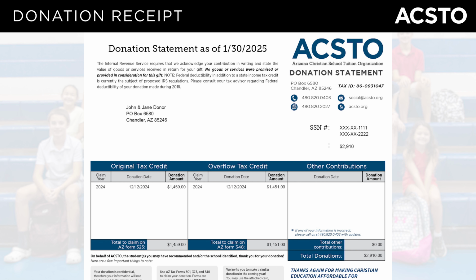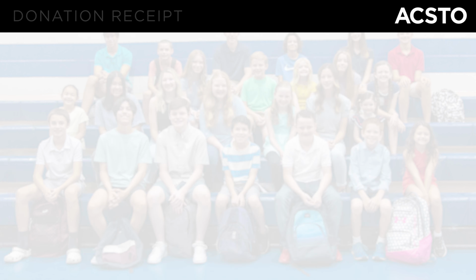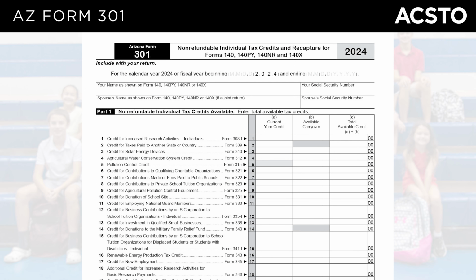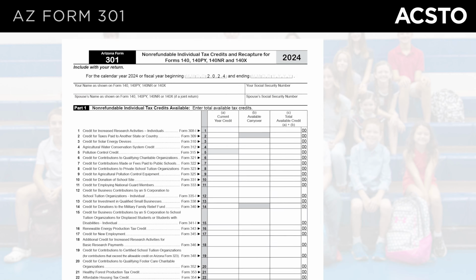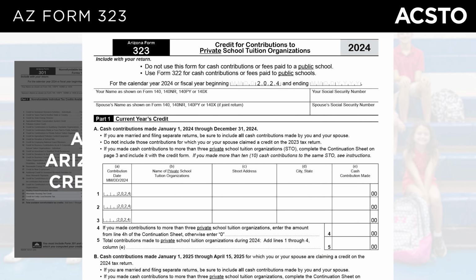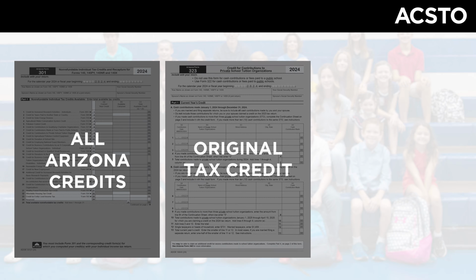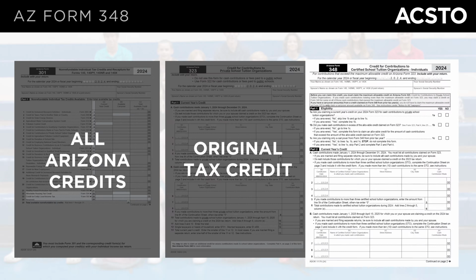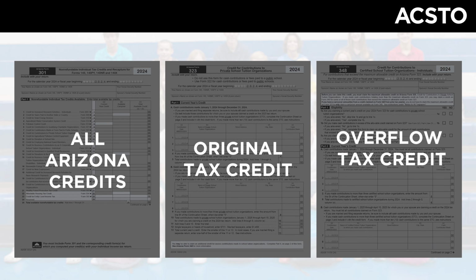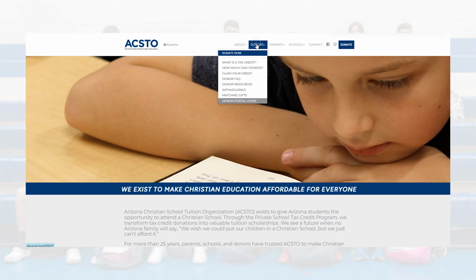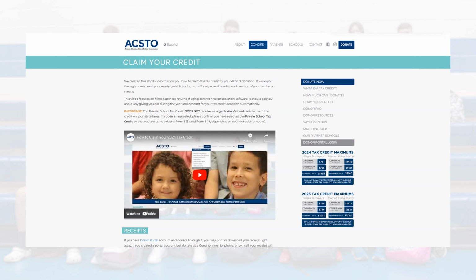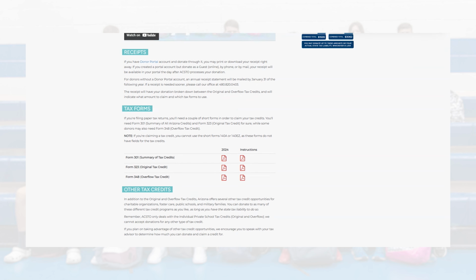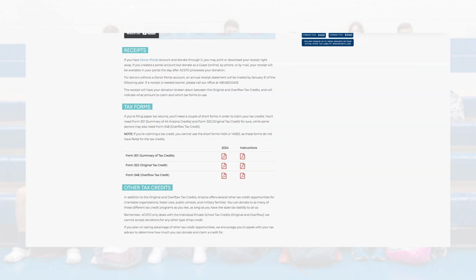If you're filing paper tax returns, you'll need a few additional short forms in order to claim your tax credits. You'll need Arizona Form 301, which is a summary of all Arizona credits, Arizona Form 323 for the original tax credit, and you may also need Arizona Form 348 if you donated to the overflow tax credit. These forms and the instructions are available on our website at acsto.org under the Donor tab in the Claim Your Credits section. If you utilize a tax preparation software, these forms should automatically generate as you complete the prompts.